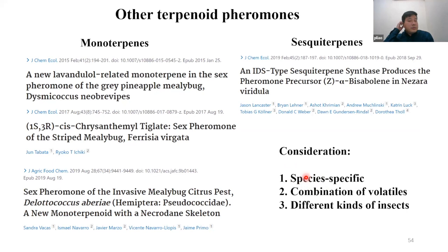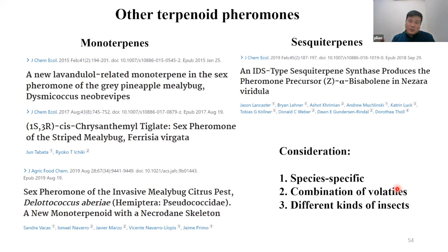Another thing is for research, sometimes people are using a combination of volatiles. This combination could make our study more complicated. For example, if there are 10 compounds there, how can we control the different levels or the ratios of each compound amongst each other? And then how do the insects recognize the different ratios? So it could be complicated.